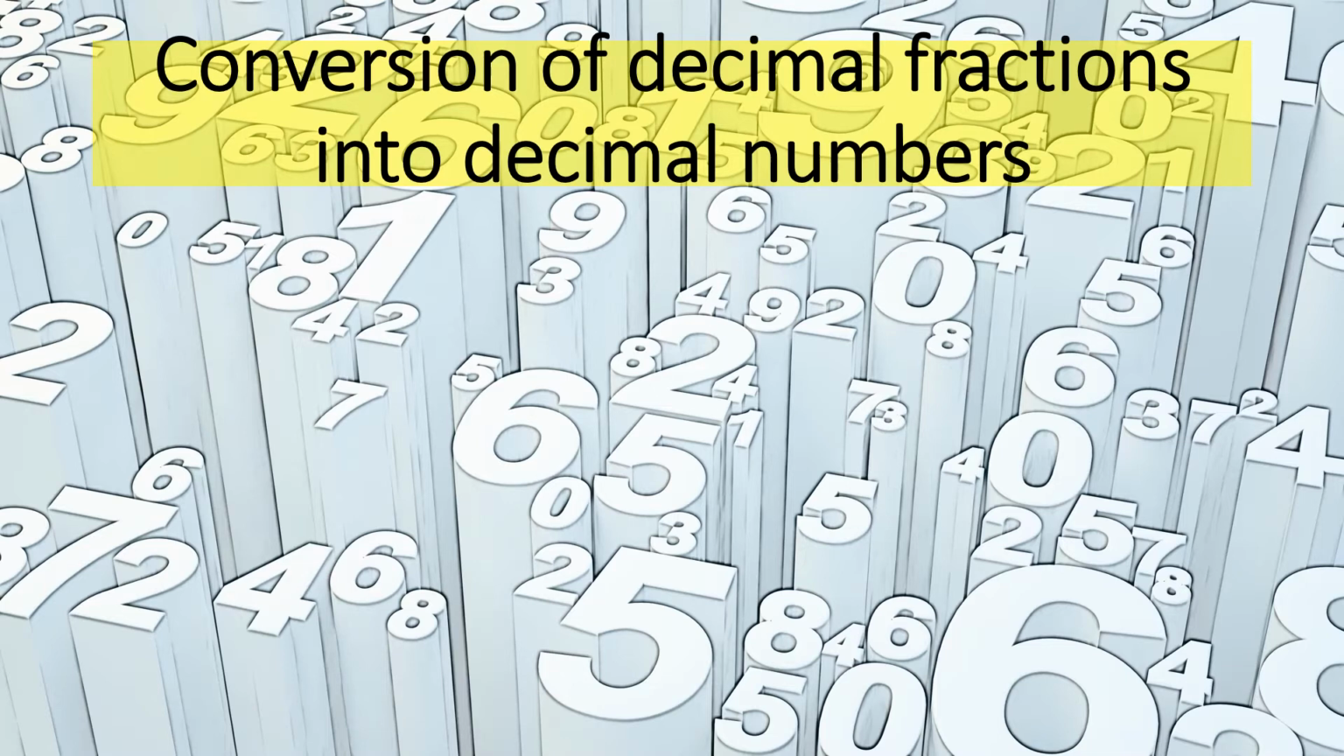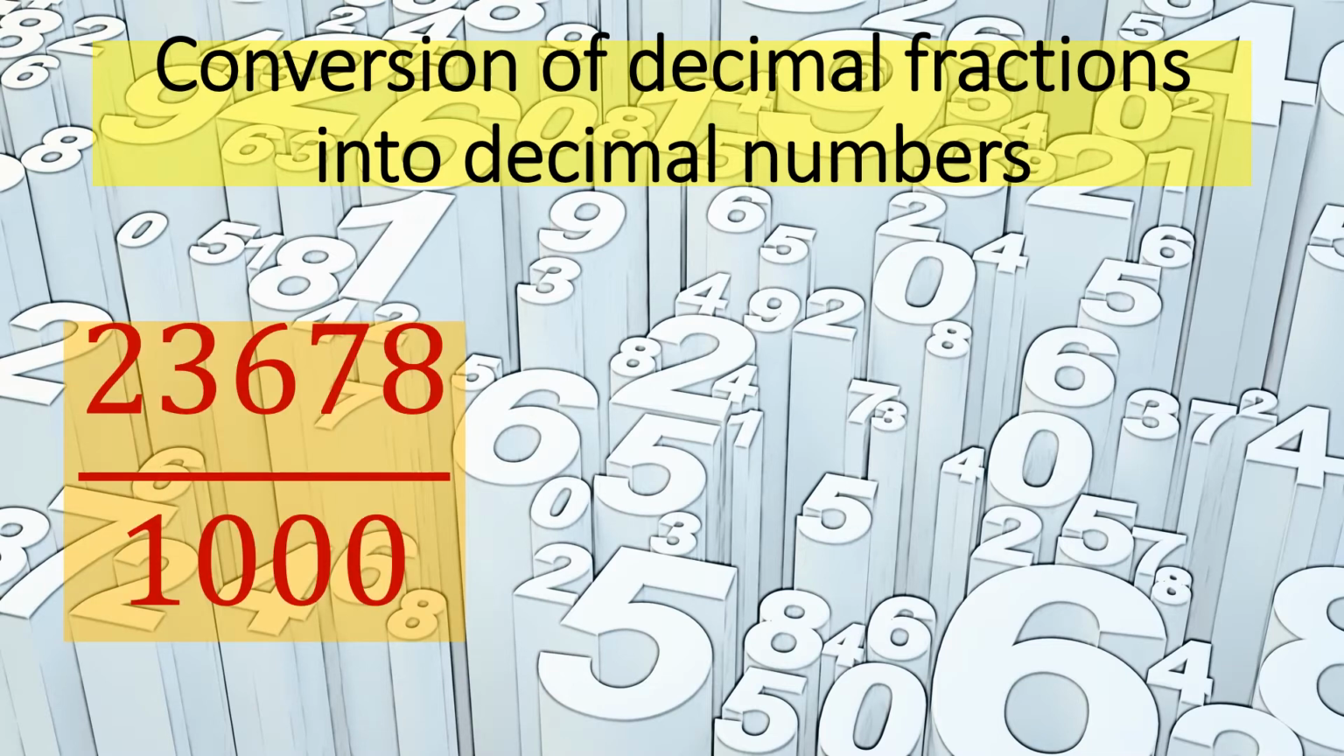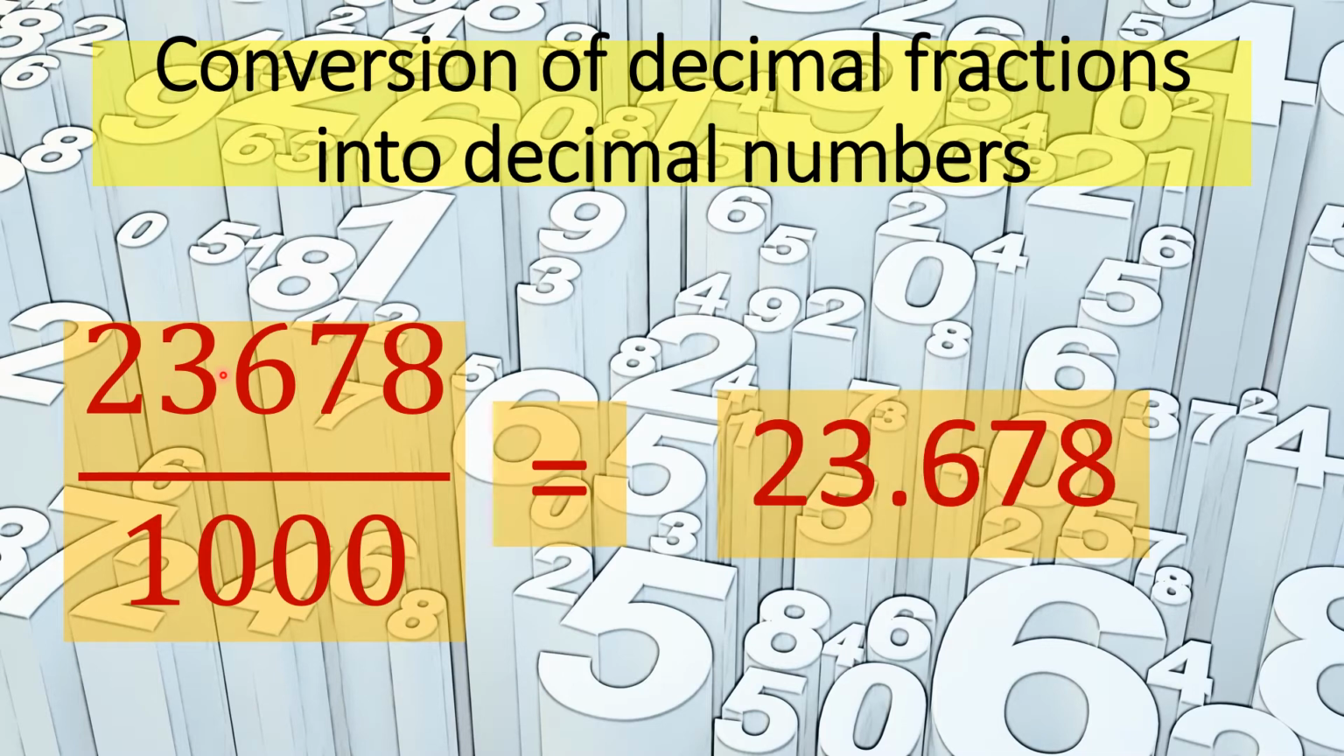Decimal fraction into decimal numbers. Here is 23,678 by 1000. Here the denominator is 1000. It is a decimal fraction. So now what we need to do? We will count zeros. How many zeros in 1000? 3 zeros. So we will count 3 digits from the ones place. 1, 2, 3. It means we will put the point here. It means our decimal number is 23.678.